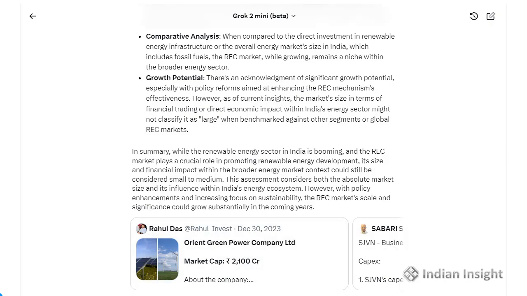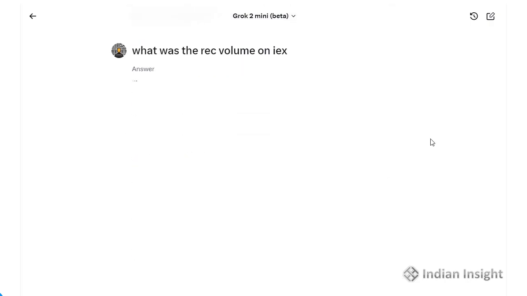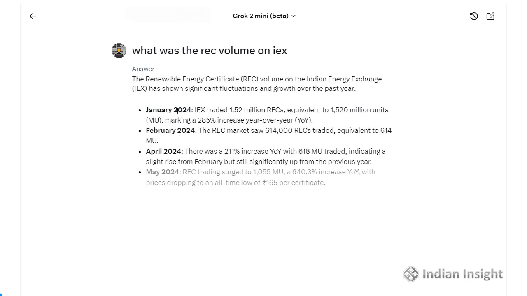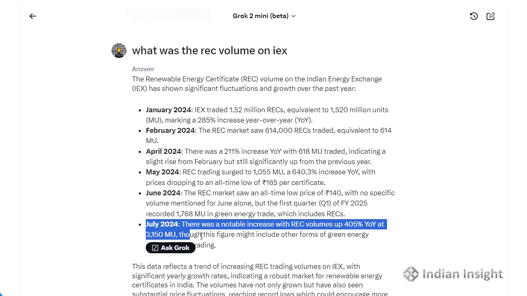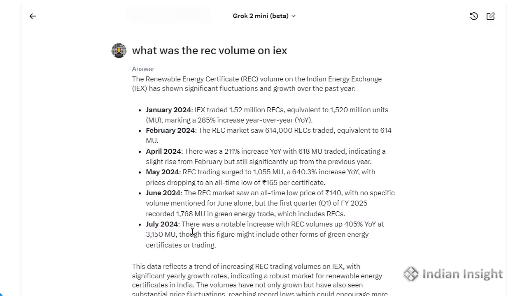So let us look at, because we know that since 2023 these certificates have been trading on IEX, let's see what was the REC volume on IEX. So, okay, it has given us data from January to July of 2024. If I remember correctly, REC started trading late 2023. So it is giving data from January of 2024, which is reasonable.